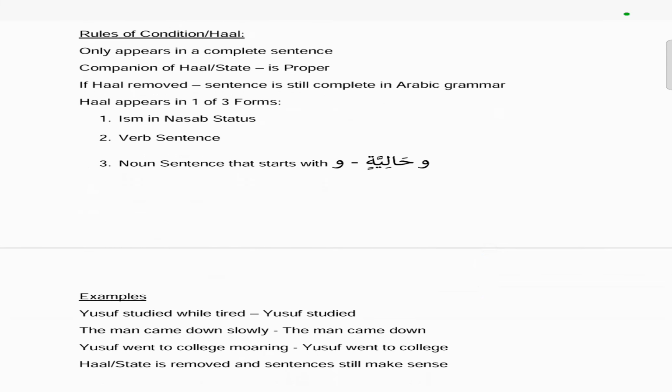So the rules of a condition or Haal: it only appears in a complete sentence. The companion of the Haal is proper. If the Haal is removed, the sentence is still complete in Arabic grammar. The Haal appears in one of three forms. It can appear as an ism in nasab status, which is the maf'ul Haal we learned about, in nasab status. It can appear as a verb sentence, or it can appear as a noun sentence that starts with wa, which is known as the wa haliyah.